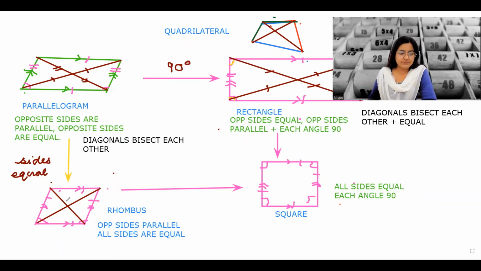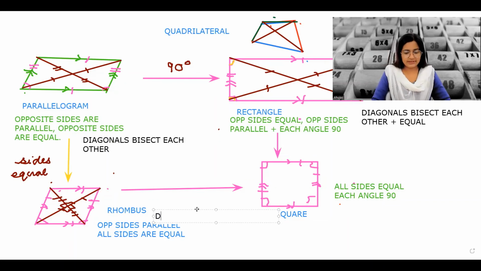So we can see a new thing here. Obviously, they will bisect each other. This one is equal to this one. But a new thing we will see: they bisect each other here in the center, forming 90 degrees. Okay, diagonals bisect each other but at right angles. Diagonals bisect each other at right angles.